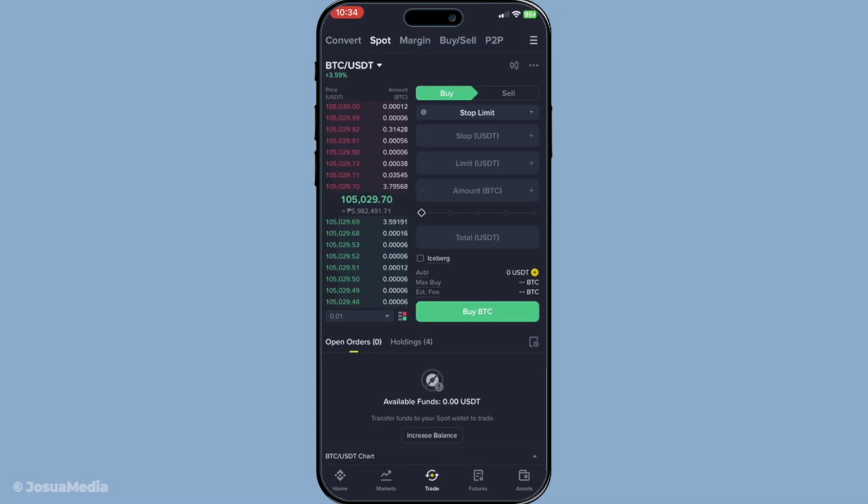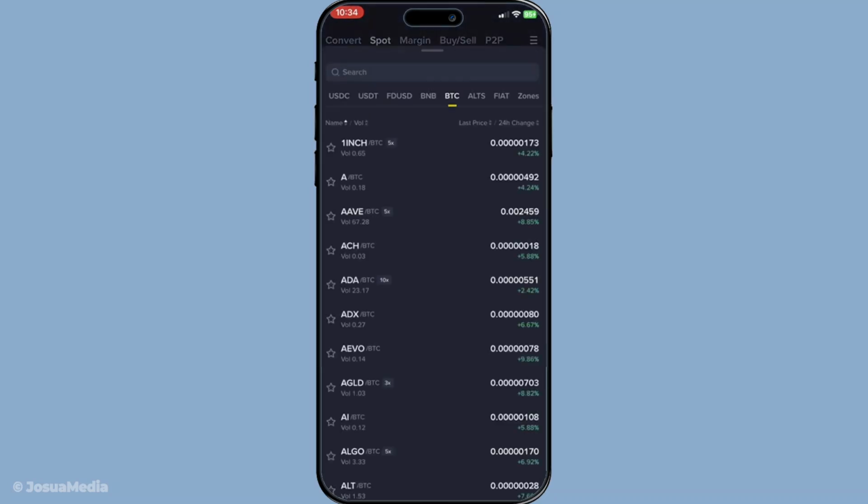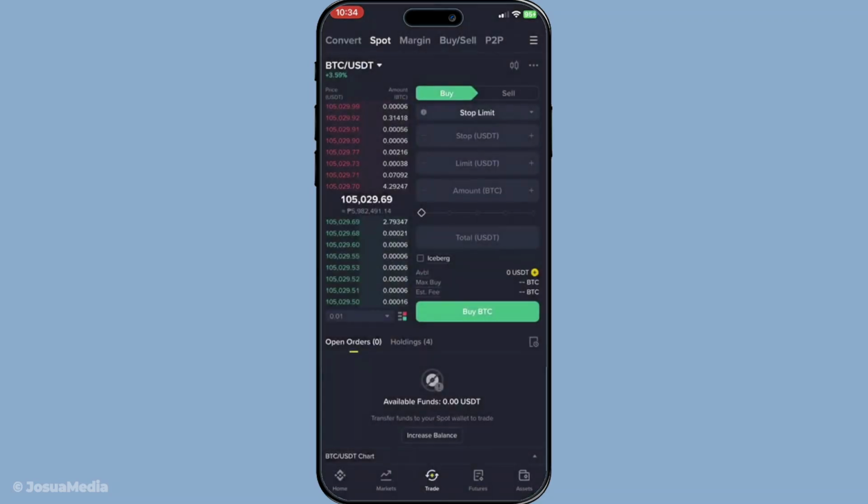Once you're in the spot trading section, your main strategy will be to buy low and sell high. This is essentially the core principle behind profiting from trading any pair of cryptocurrencies, for example trading between Bitcoin and USDT. The goal is to purchase a cryptocurrency at a low price and then sell it when the market trends high. So understanding market trends and price movements becomes crucial in making well-informed decisions.